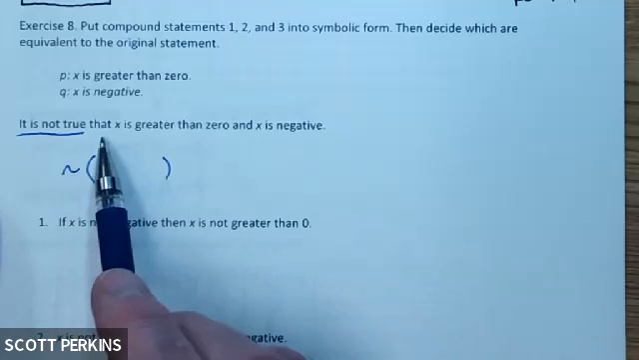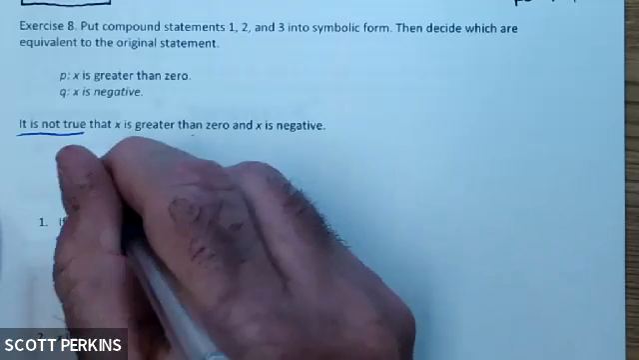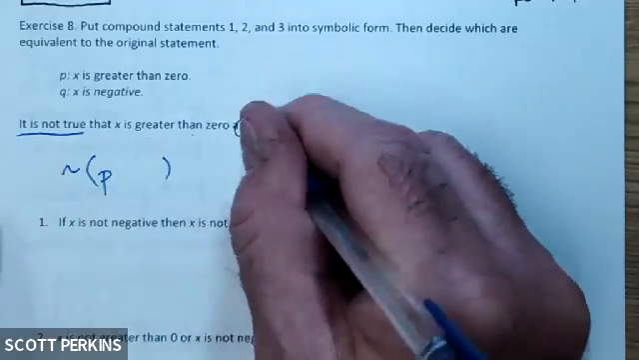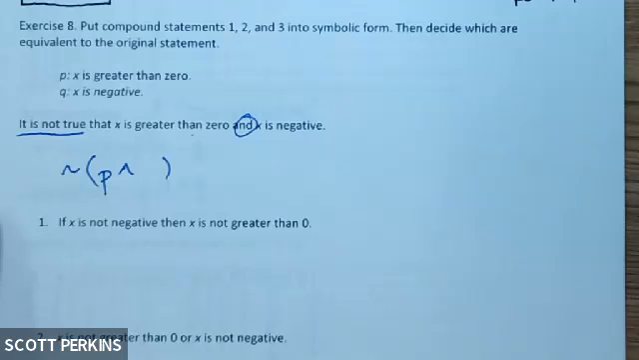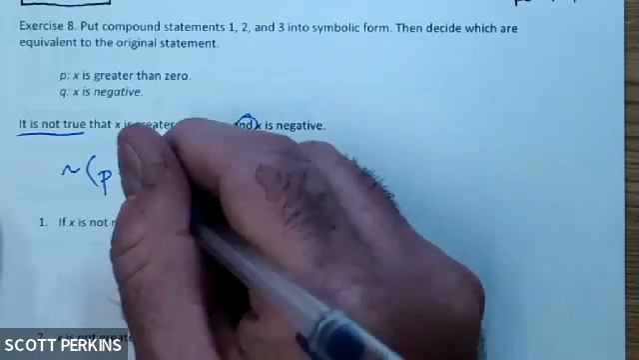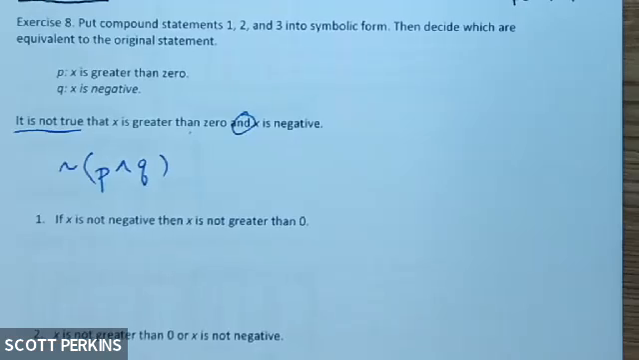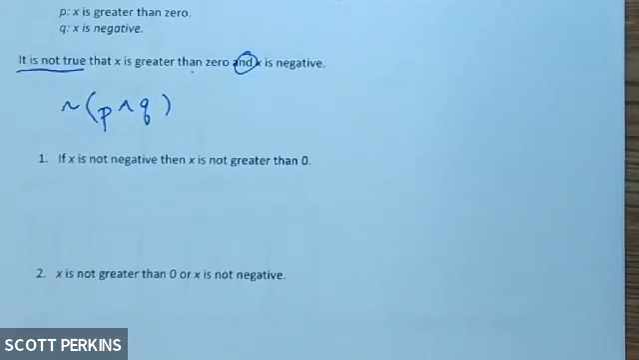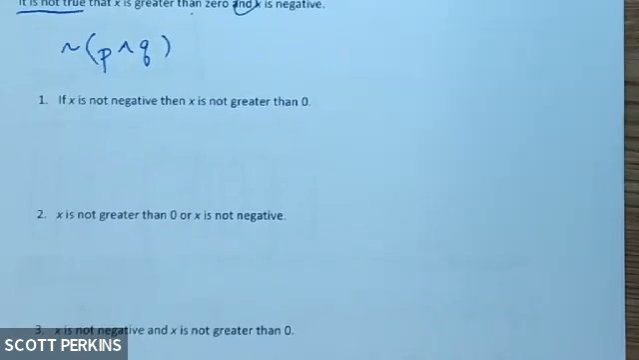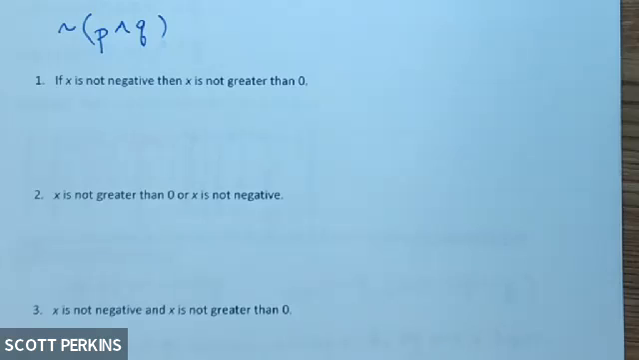So it is not true that x is greater than 0. So that is P, and conjunction, and x is negative. So Q. So what we're going to do is determine which of the three statements below is the same thing as, is equivalent to, that given statement. As a first step, for numbers 1, 2, and 3, write each of those statements symbolically.